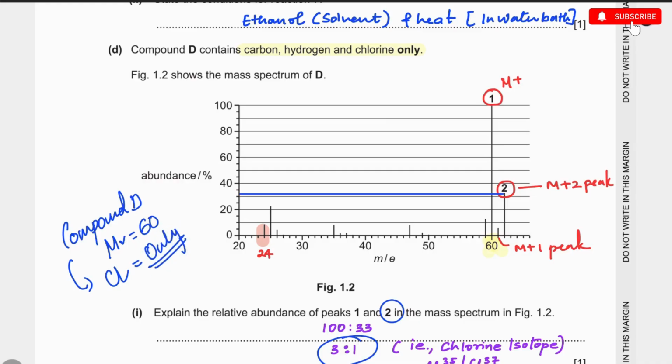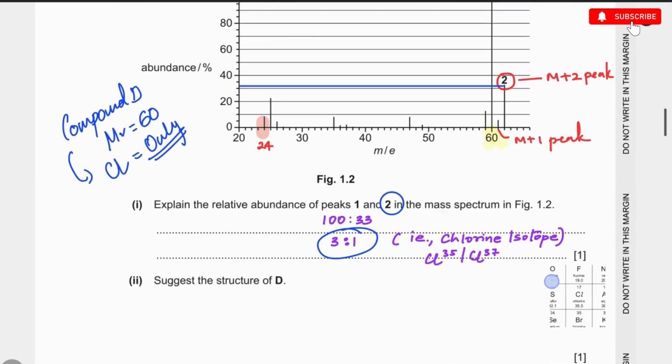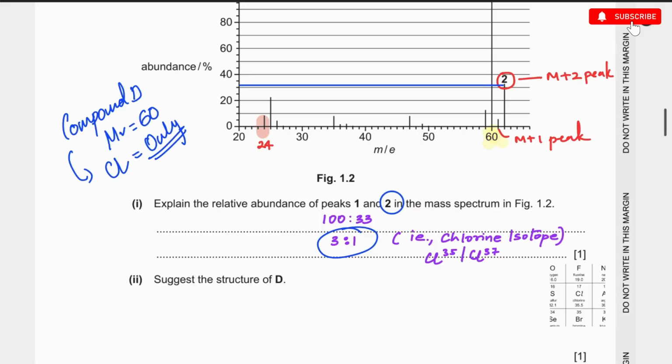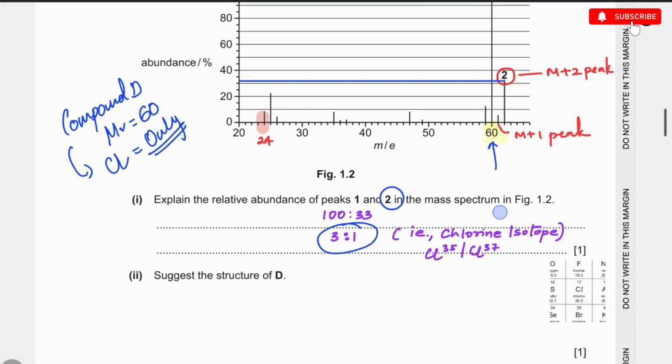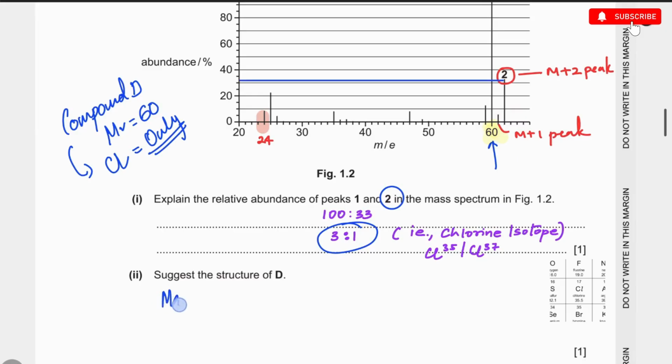Next question, suggest the structure of D. We need to do a trial and error method to find the structure. First, we must know the molecular mass, MR, which they have given us as 60. As you can see, it's 100% abundance, so MR is for sure 60. So I'll write here 60. We have the atoms carbon, hydrogen and chlorine, out of which we got to know from this ratio that chlorine is only 1. So let's do a trial and error method here.